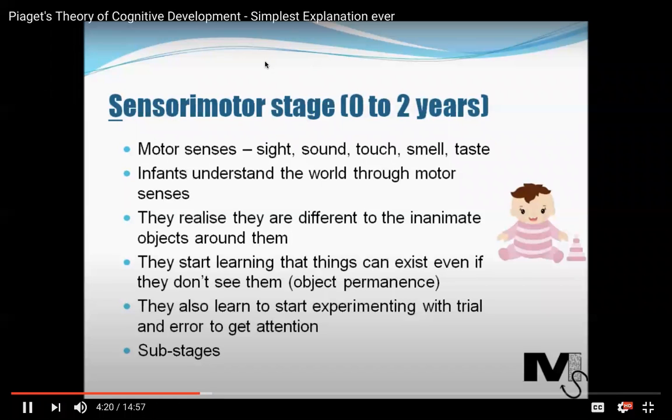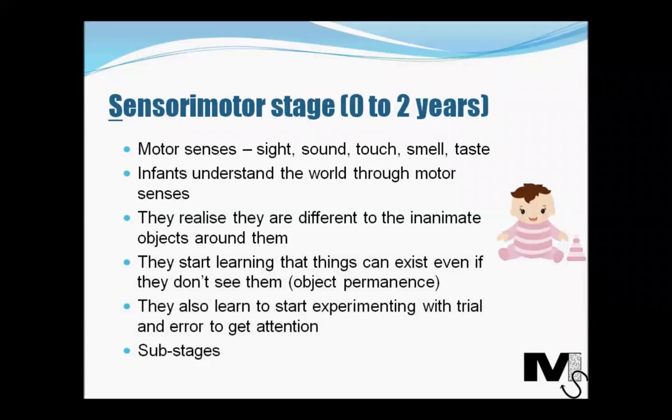from his eyesight, from his field of vision. So that is called object permanence, and that is developed in this stage.